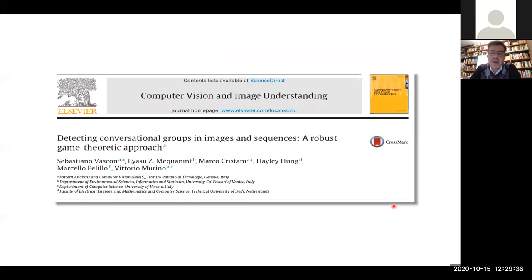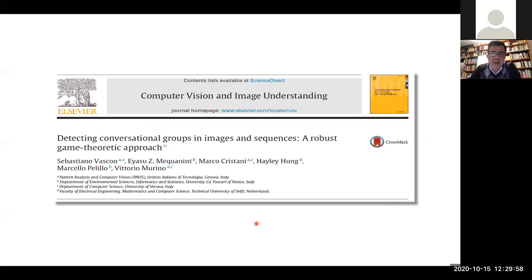Now, I want to focus in the second part of my talk on some applications of dominant sets, and also, as I said before, on some recent developments in the theory, which allowed us to apply the framework to novel computer vision problems. But in the first place, let me mention this nice application.